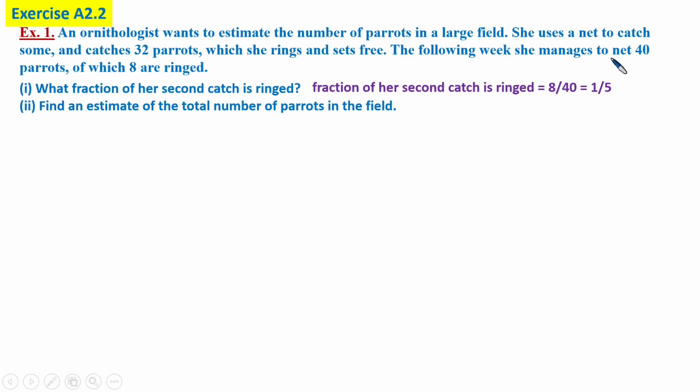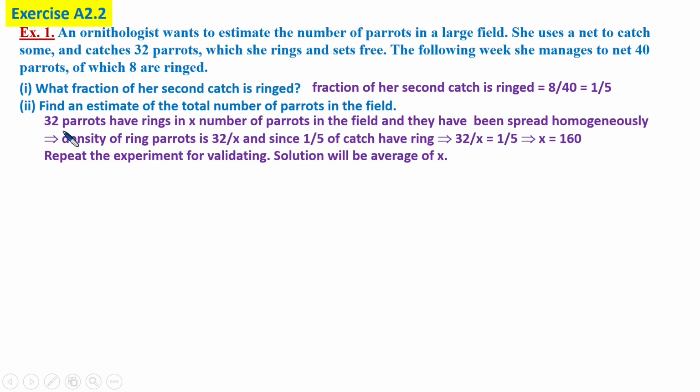The following week she manages to net 40 parrots, of which 8 are ringed. So 32 were left free, and of those, 8 she catches next time among the 40 which are ringed. So what fraction of the second catch is ringed? It is 8 by 40, that is 1/5. So this number 1 by 5 is like a density, that is, 1/5 of the parrots in the field which were set free earlier are ringed. Find an estimate of the total number of parrots in the field.